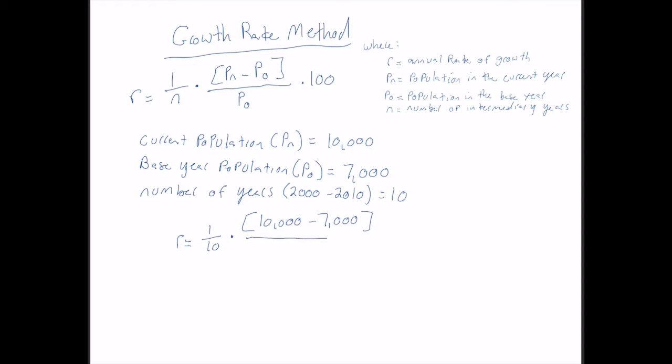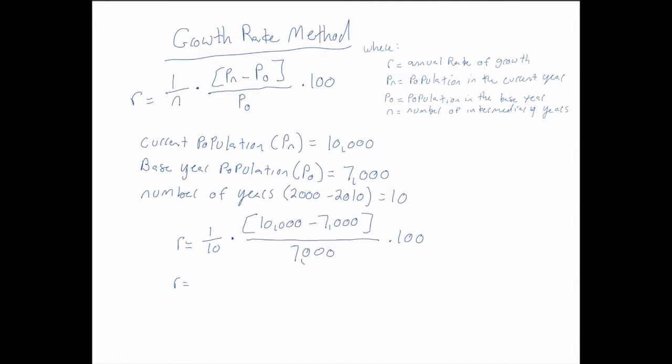That's our total change in population over this period. And then we divide that by the old number, P sub O of 7,000, to get our rate of change. And then we just multiply that by 100. So solving one more piece of this, as I said, we'll take this fairly slow. R is equal to 0.10, so 1 divided by 10 is 0.10. We multiply that by 3,000, which is the 10,000 minus 7,000 we saw before, divided by 7,000, the original population or old population, times 100.